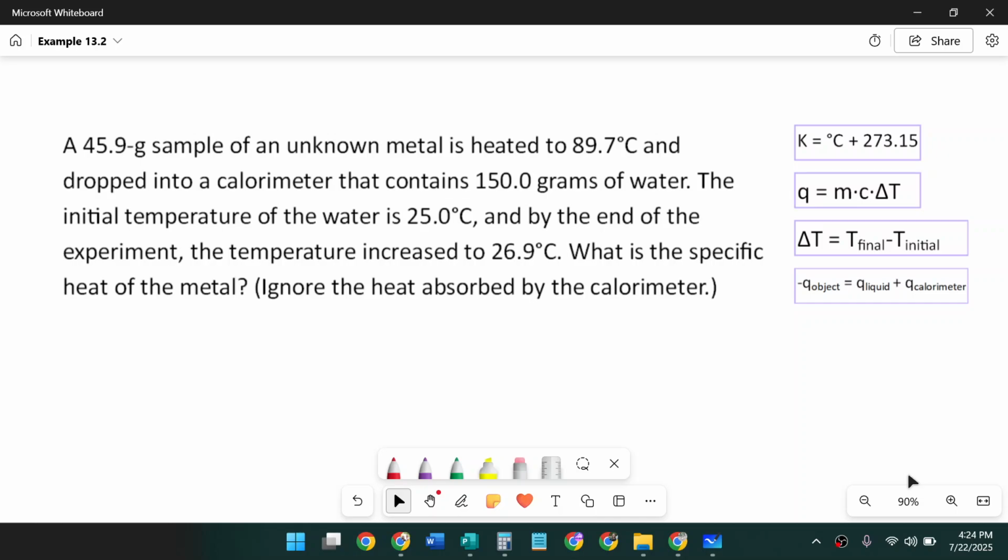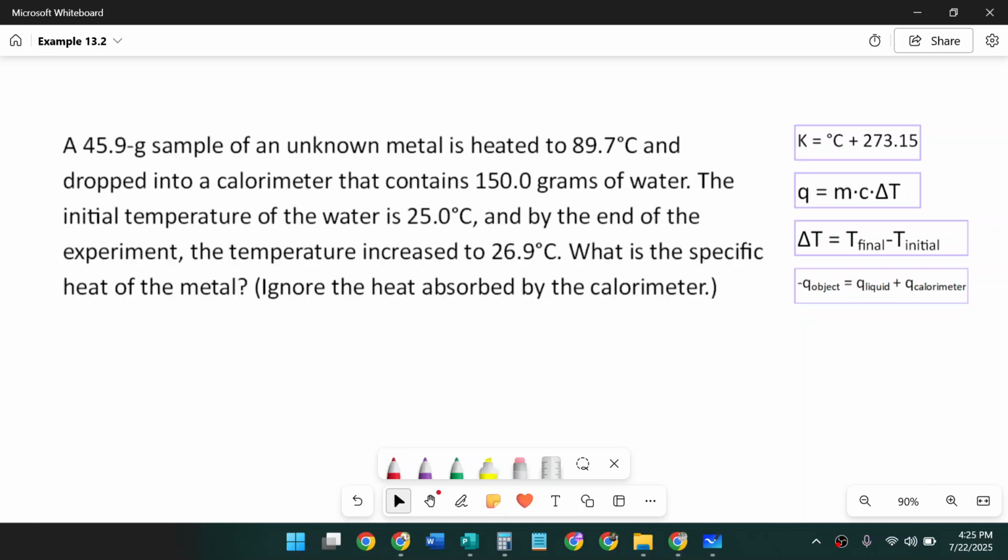This is example 13.2 in Discovering Design with Chemistry. It says a 45.9 gram sample of an unknown metal is heated to 89.7 degrees Celsius and dropped into a calorimeter that contains 150 grams of water. The initial temperature of the water is 25 degrees Celsius, and by the end of the experiment, the temperature increased to 29.6 degrees Celsius. What is the specific heat of the metal? And we're told to ignore the heat absorbed by the calorimeter.